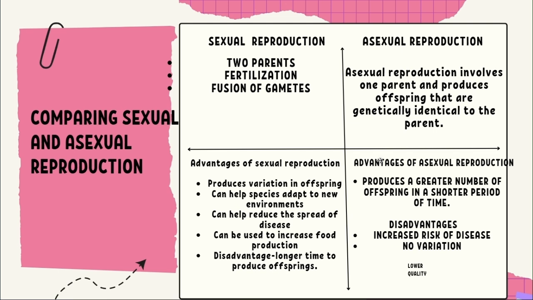But what if there is something wrong with the parent? It means every offspring will have that issue as well. You get what I mean? With sexual reproduction, you never really know. Either they have the disease or they don't. You honestly won't know because variation makes the difference in sexual reproduction.